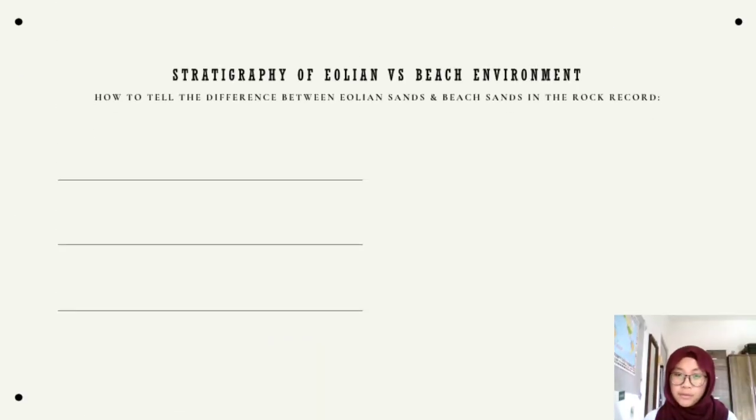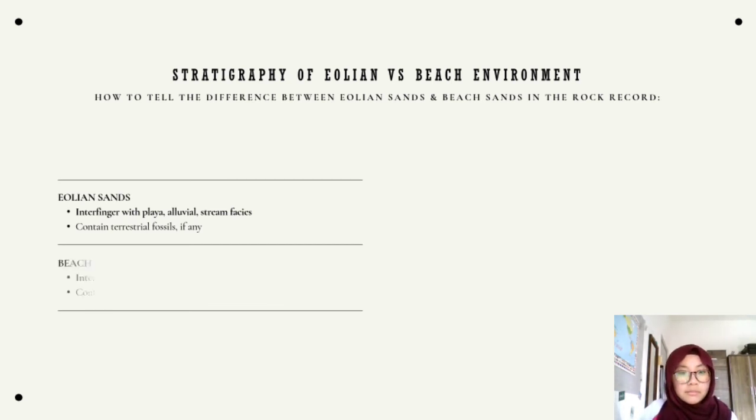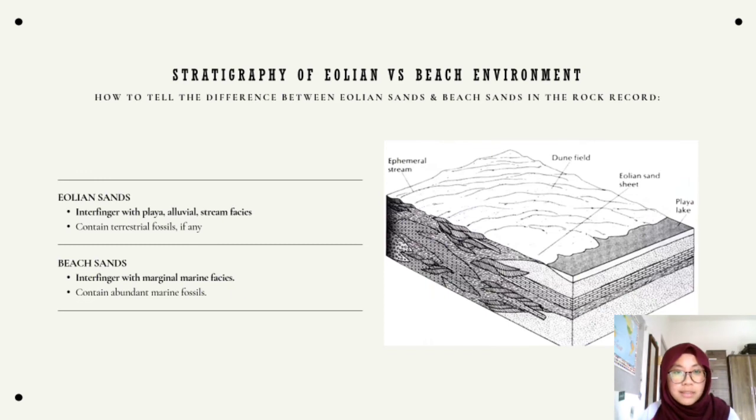How about stratigraphy of Aeolian and beach environment? How do we tell the difference between Aeolian and beach sands in the rock record, since both of them are associated with sands? So Aeolian sands interfinger with playa, alluvial, and stream facies, which I have mentioned in earlier slides. Most of the time they don't contain any fossils, but if they have any fossils, they are mostly terrestrial fossils. As for beach sands, they interfinger with marginal marine facies and contain abundant marine fossils because they are close to the sea.